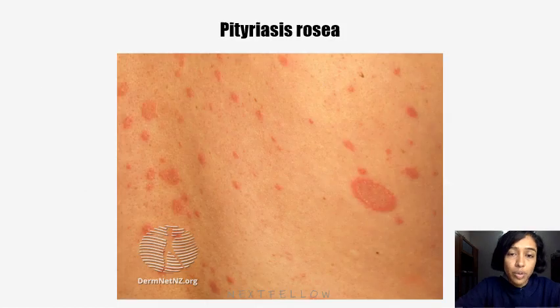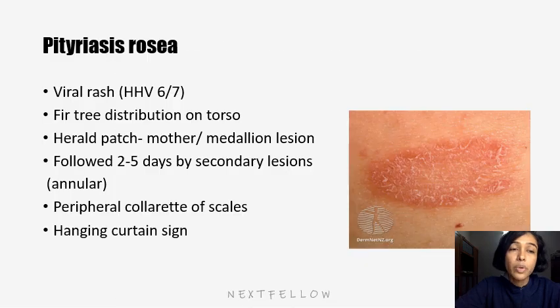Now, what is pityriasis rosea? This is a classical picture. So this is the back of a person in which you can see this large plaque, one single annular plaque that is called the mother patch or the herald patch. And then there is a fir tree or a Christmas tree pattern on the rest of the back of these secondary lesions. So it's caused by a virus, probably human herpes virus 6 or 7.